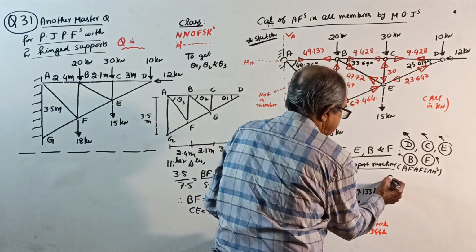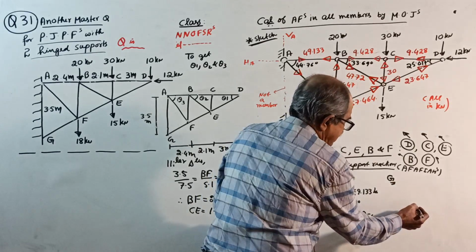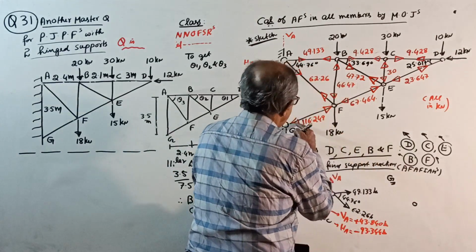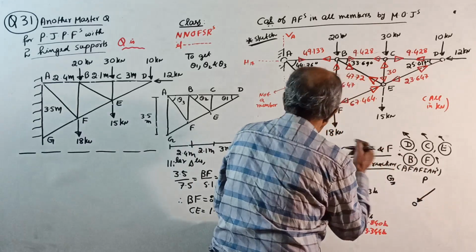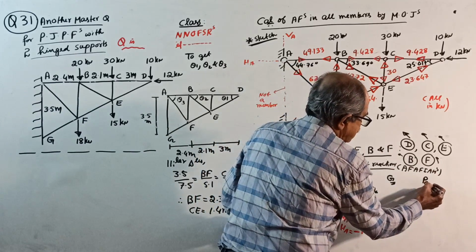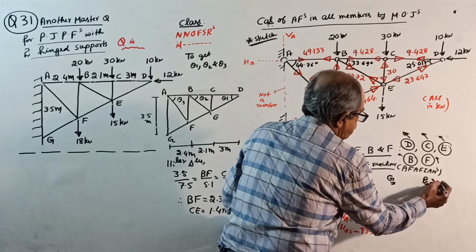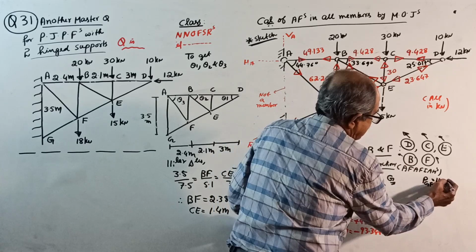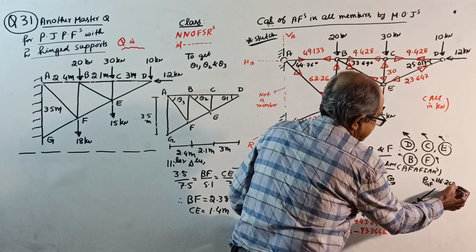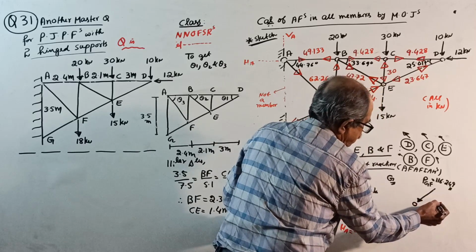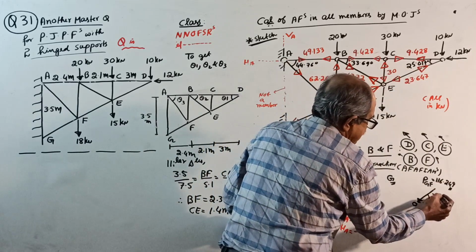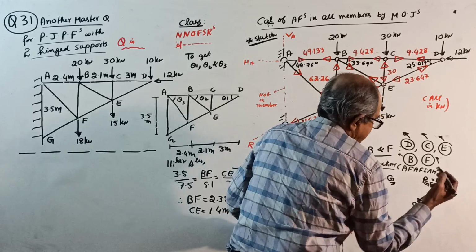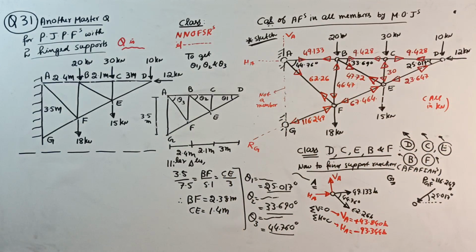Okay, now consider the other support G. Very, very important. Sketch the joint G here. There is one force coming here, and this time I am writing it. This is the force in GF, GF equal to 116.249 kilonewton. With the horizontal, it is making an angle of 25.017 degrees.